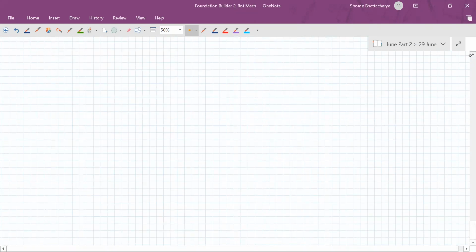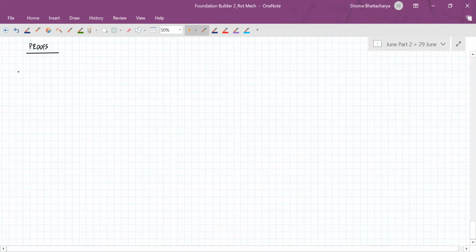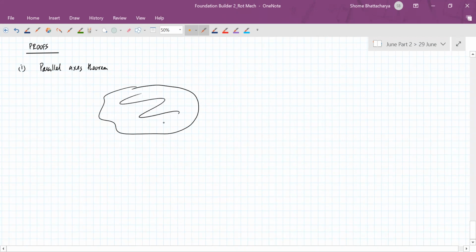Yeah, so let's look at the proofs of these two theorems very quickly. Starting with the parallel axis theorem. Remember, the parallel axis theorem applies to any three-dimensional rigid body. It's not restricted to two-dimensional. So let's imagine this is the center of mass, and the axis that I've considered through the center of mass, I'm taking as my z-axis.